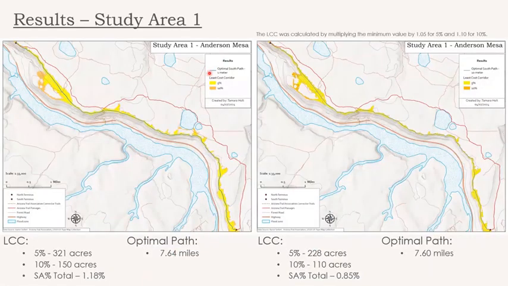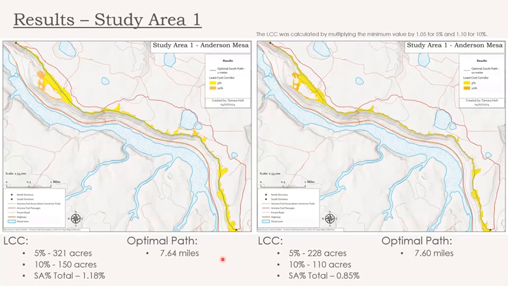This slide shows a comparison of the results between the 1-meter DEM and the 10-meter DEM traveling northbound, with the optimal path in blue and the original Arizona Trail in red. The least cost corridor results, shown in yellow, have a 0.33% increase in suitable area for the 1-meter DEM, and the trail increases in length by 0.04 miles, or 212 feet.